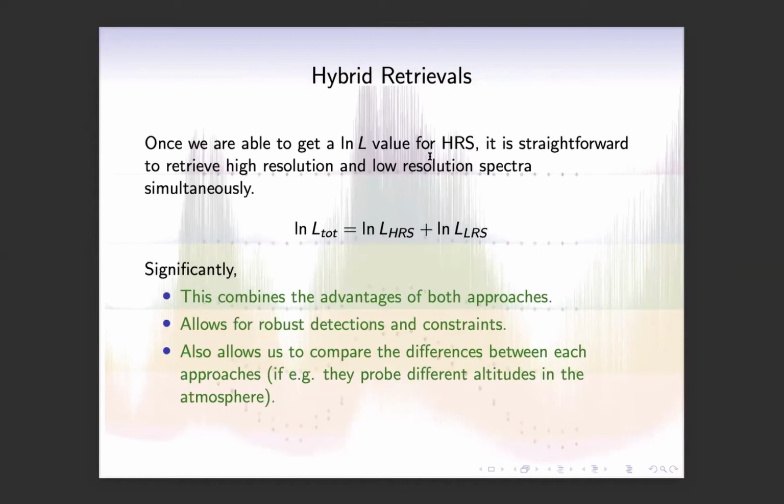Because the biggest advantage that this gives is that we can combine low res and high res observations very easily by just adding up their log likelihoods, or multiplying them in not log space. Now this does combine the advantage of both approaches, as we were seeing before. They were complementary in many ways.